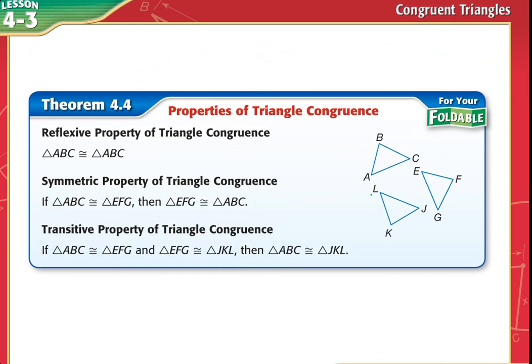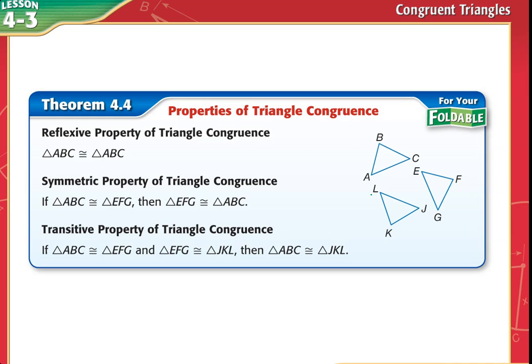All right, properties of triangle congruence. Okay, we have the reflexive property. Basically it says triangle ABC is congruent to itself. So anytime you have something compared to itself, it's always using the reflexive property. Then we have the symmetry property. If triangle ABC is congruent to EFG, then we can simply flip it around and say the triangle EFG is congruent to triangle ABC.